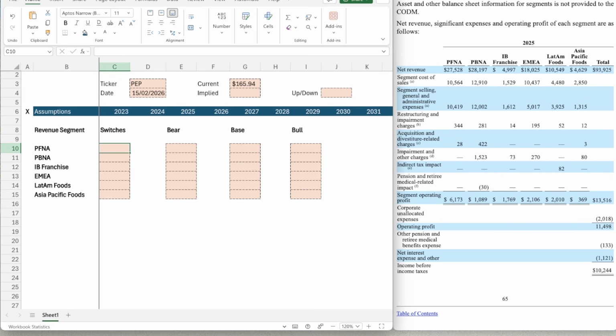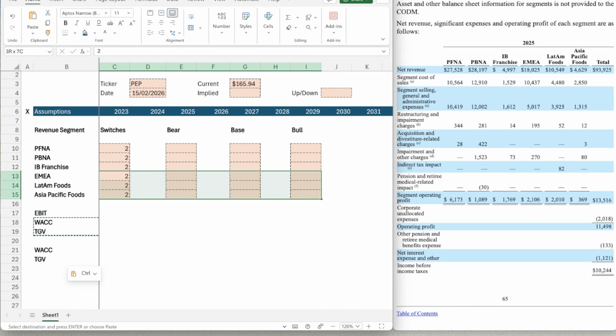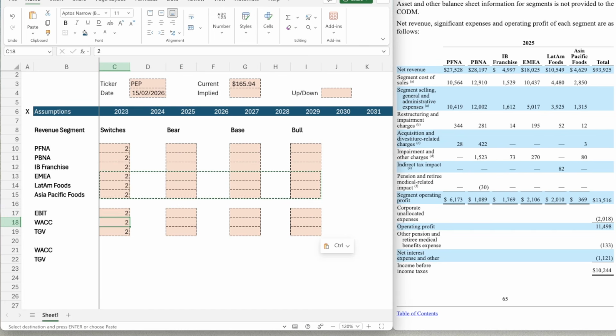In your switches, just put 2. That leaves it on the base switch. Then EBIT, WACC, which is the terminal growth value. Copy these 2 down here. Then leave these 2 blank for now, because they're going to be whichever switch we select from here, and it will display here.